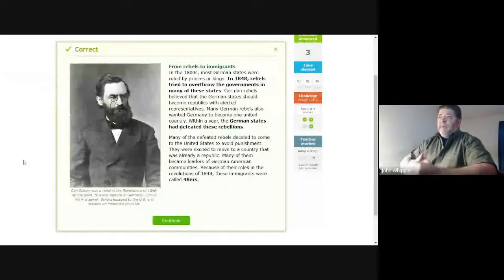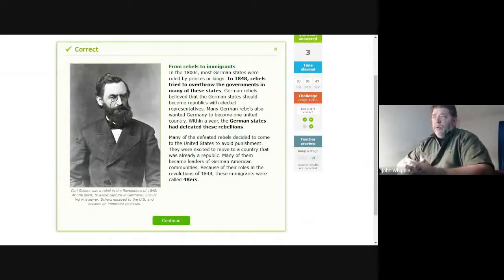From rebels to immigrants. In the 1800s, most German states were ruled by princes or kings. In 1848, rebels tried to overthrow the governments in many of these states. German rebels believed that the German states should become republics with elected representatives. They saw what had happened in the United States. They saw what happened in France, and they wanted to try and duplicate that for Germany.